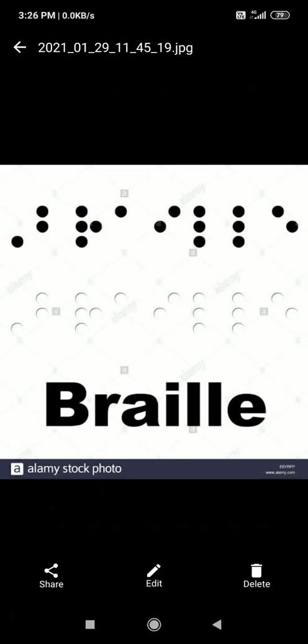It is named after Louis Braille. He is the person who invented this language, this method of reading, so that blind people can also study. When he became blind, he made this alphabet to help blind people to read and write.